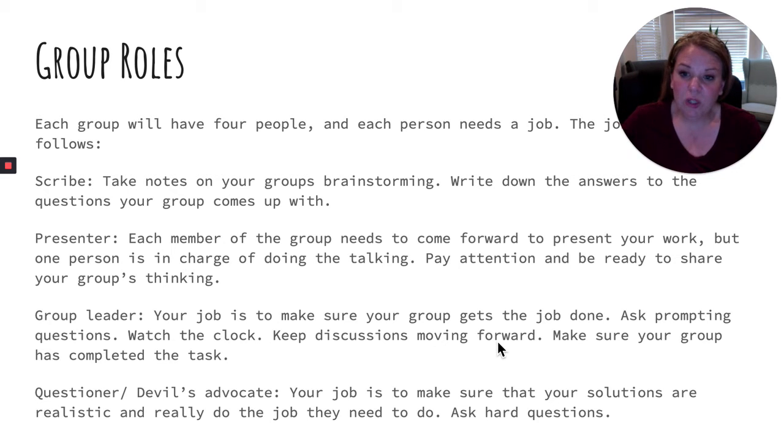The group leader, your job is to make sure your group gets the job done. Ask questions to help get your group thinking. Keep an eye on the clock. Keep your discussion moving forward, and make sure your group finishes the task in the allotted amount of time.